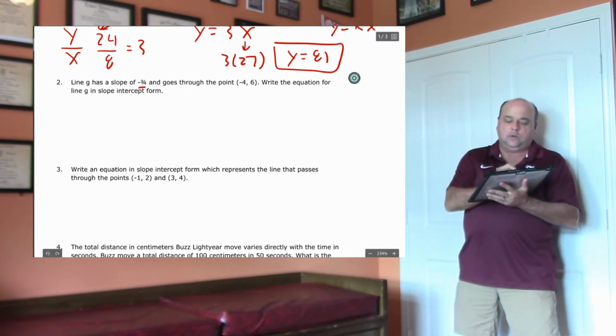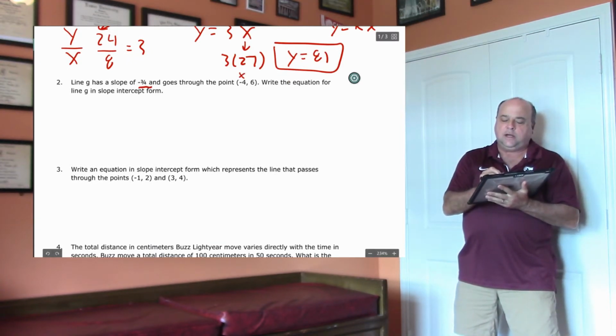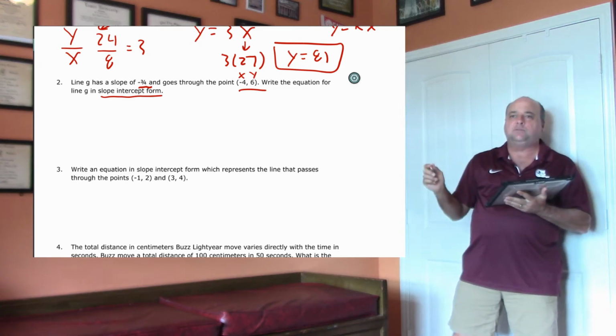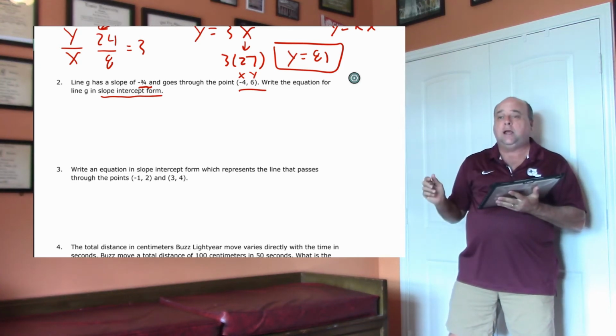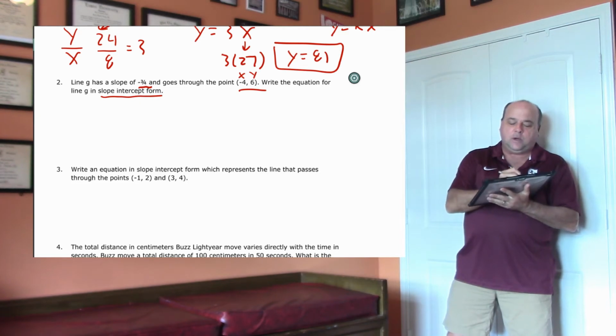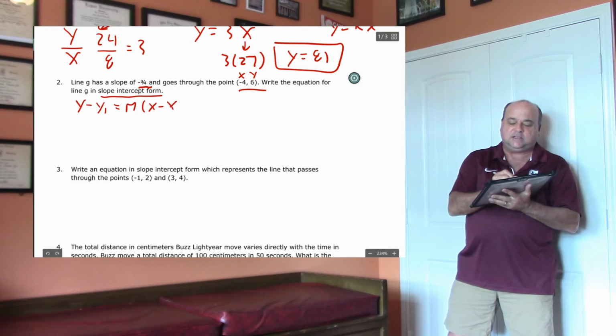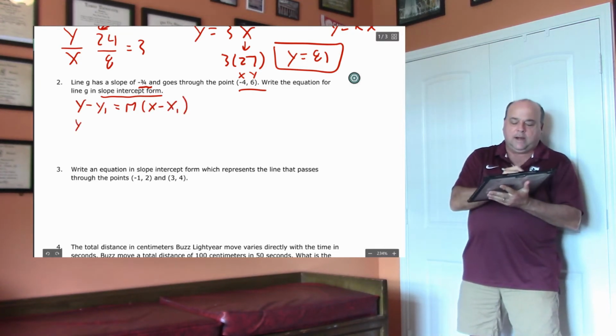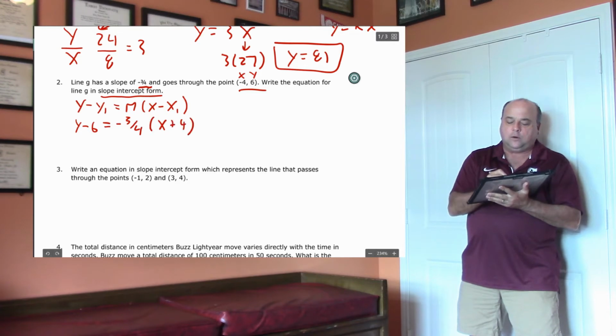Line G has a slope of negative 3/4. It goes through the point (x, y). Write the equation in slope-intercept form. I'm going to do it two ways. Plug in point-slope, and then we're going to use y equals mx plus b. We learned point-slope last week. So our point-slope equation, remember, is y minus y1 equals m parentheses x minus x1. This is one way you can do it. So we're going to write down y minus 6 equals, our slope is negative 3/4, x, and then plus 4.